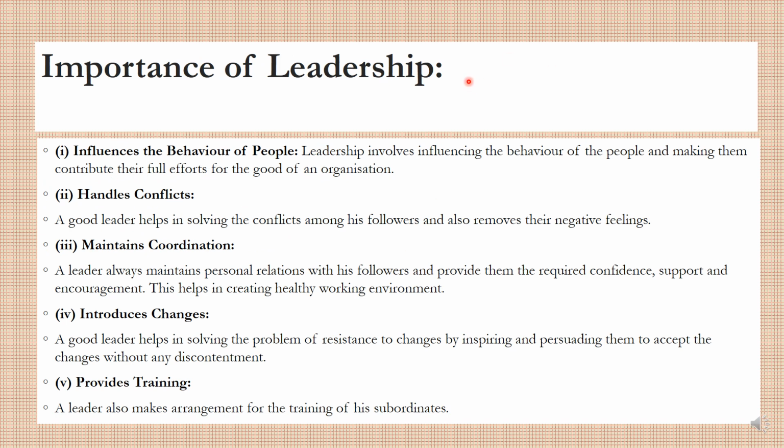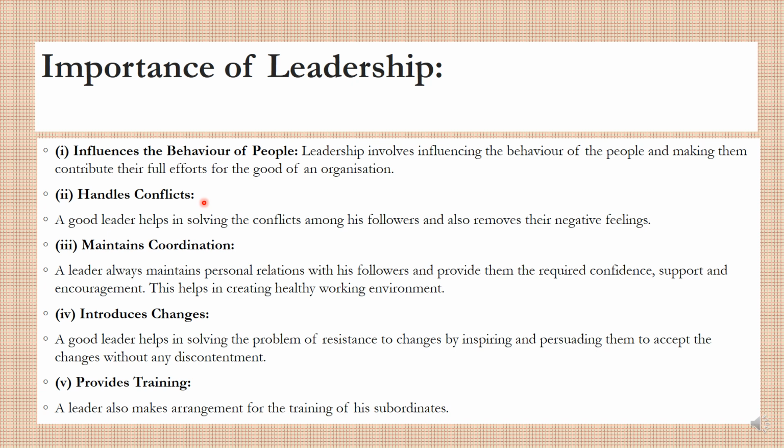Importance of leadership. One, it influences the behavior of people. Yes, we have just done that in the features. Leadership involves influencing the behavior of the people and making them contribute their full efforts for the good of an organization. So, if their behavior is influenced towards something positive, they would positively contribute in the organization, and hence leadership becomes important. It handles conflicts.